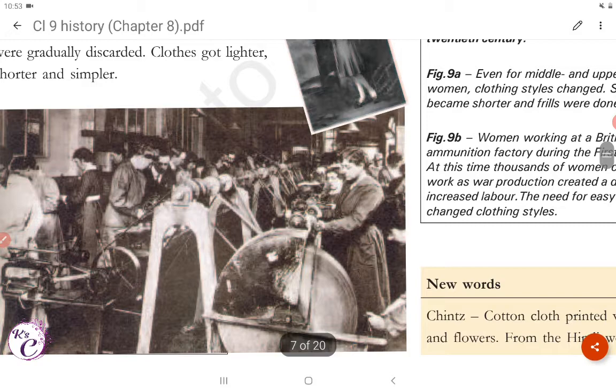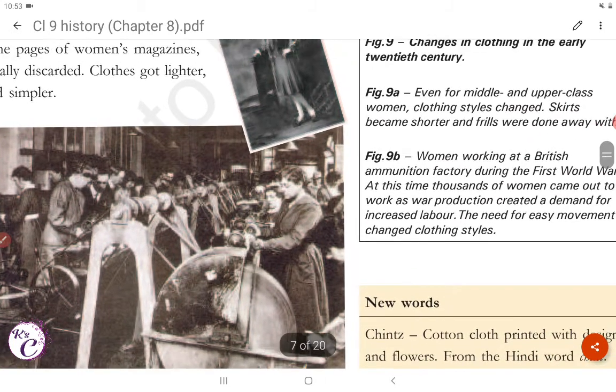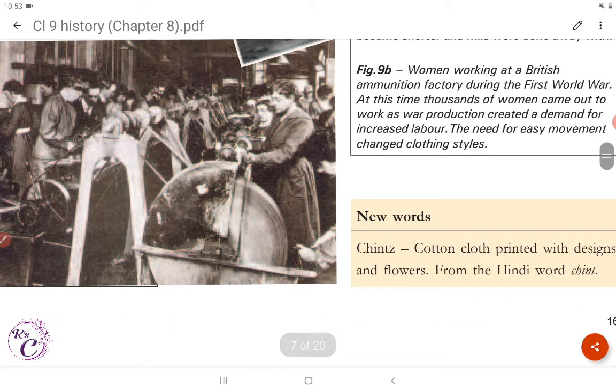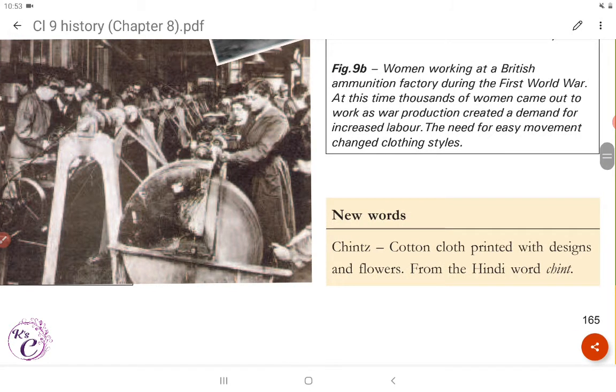Then we have figure 9b. Women working at a British ammunition factory during the First World War. At this time, thousands of women came out to work as war production created a demand for increased labor. The need for easy movement changed clothing styles. We have a new word, chintz: cotton cloths printed with designs and flowers, from the Hindi word chint.